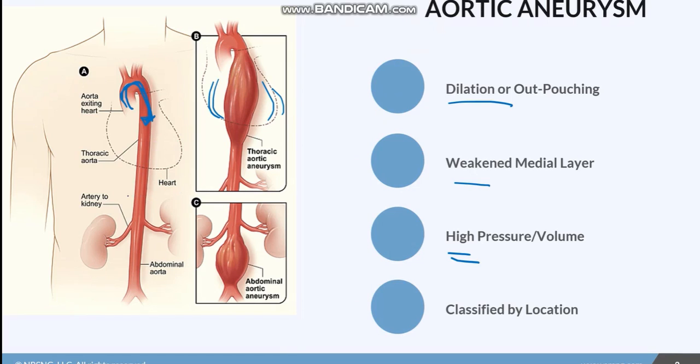Now, in the aorta, they're classified by location. So you have a thoracic aortic aneurysm, or a TAA, that typically are located above the diaphragm. And then you also have the abdominal aortic aneurysm, most commonly known as the AAA, which would be below the diaphragm. As you can imagine, though, the highest pressures in the aorta are going to be right here where the heart pumps directly out into the aorta. And so this is a really common spot for thoracic aneurysms.